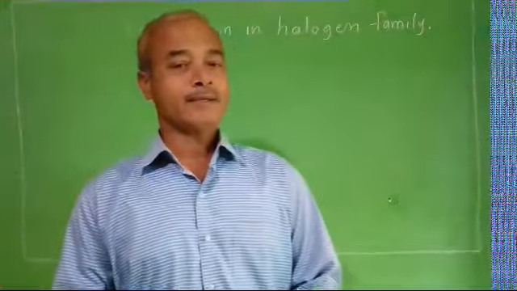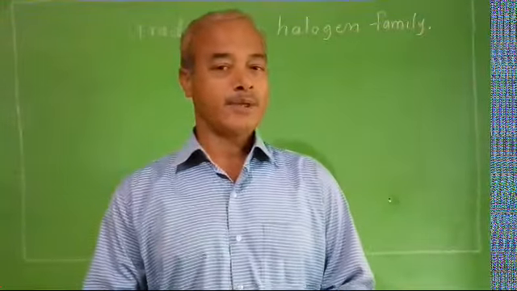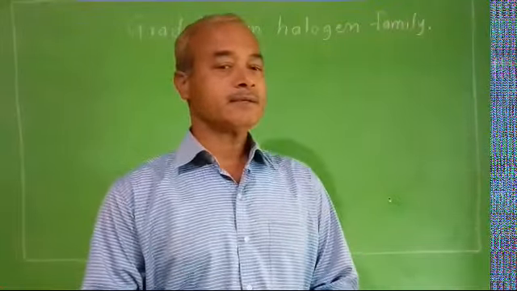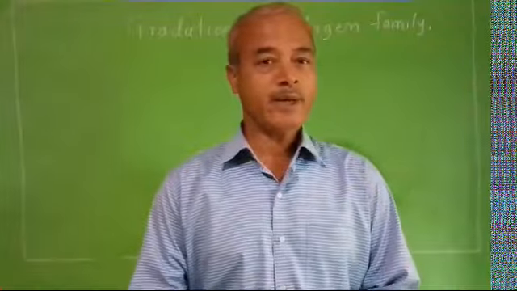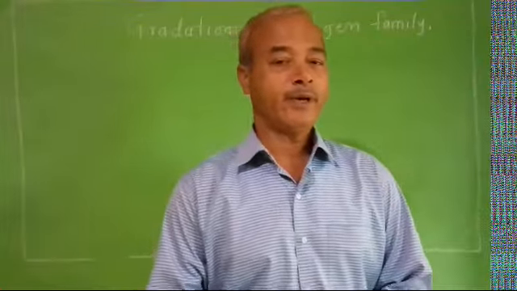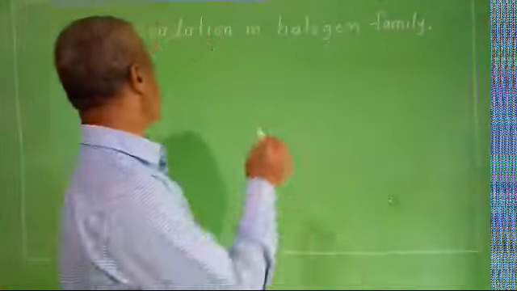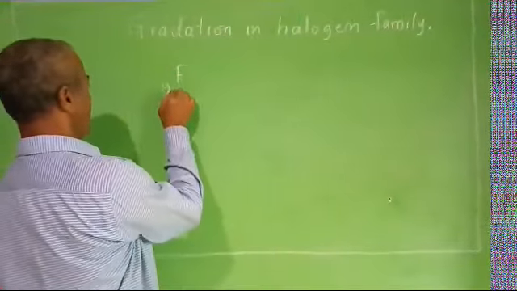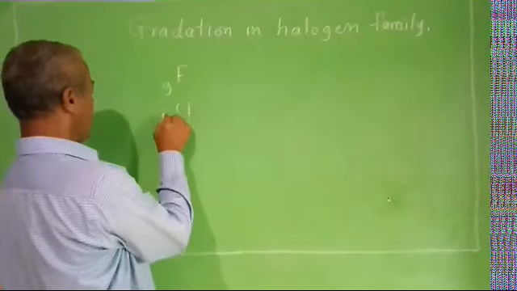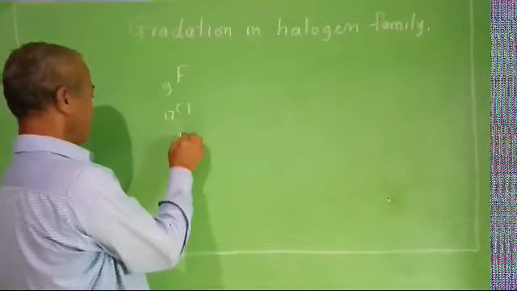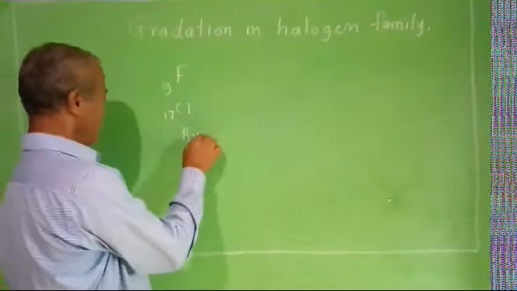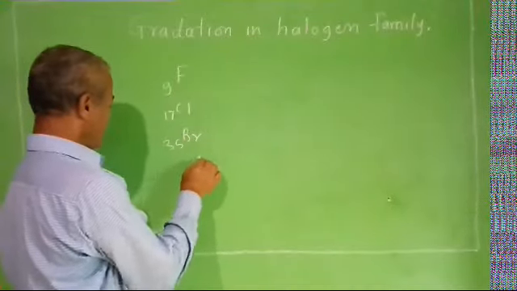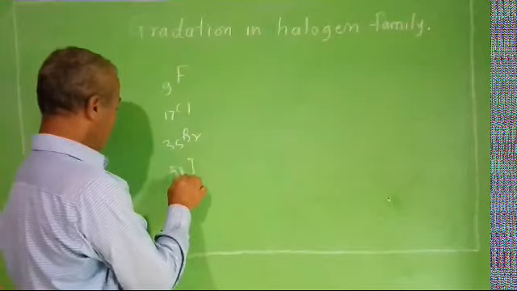Now let us study the gradation in the halogen family. The halogen family is the elements in the 17th group of the modern periodic table. These elements are fluorine, atomic number 9, chlorine, atomic number 17, bromine, atomic number 35, and iodine, atomic number 53.